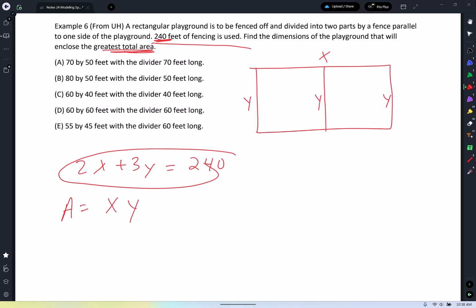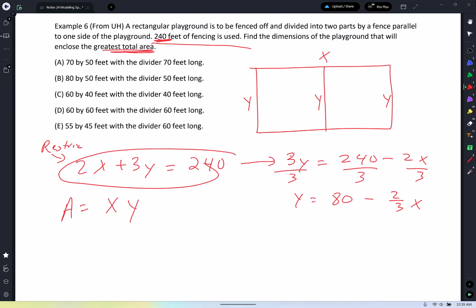Here we go, guys. I'm going to solve for y. 3y equals 240 minus 2x. Divide by 3, divide by 3, divide by 3. Y equals 80, because 240 divided by 3 is 80, minus 2/3 x. Have I confused anyone? We call this a restrictive equation, guys. Well, it depends. Some textbooks call it that. Some textbooks don't call it that.